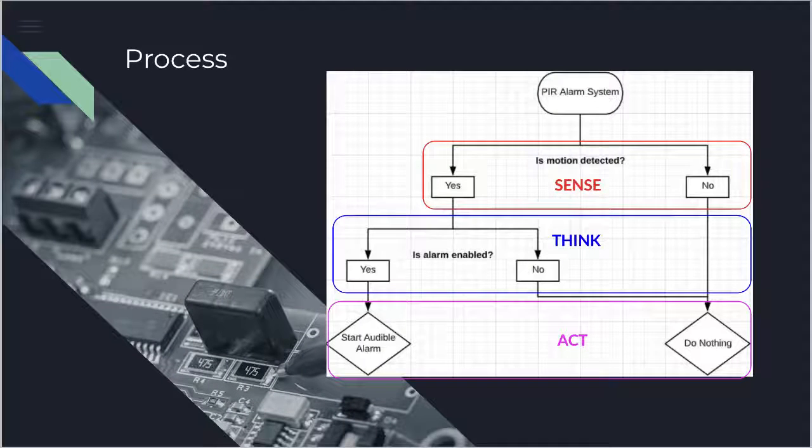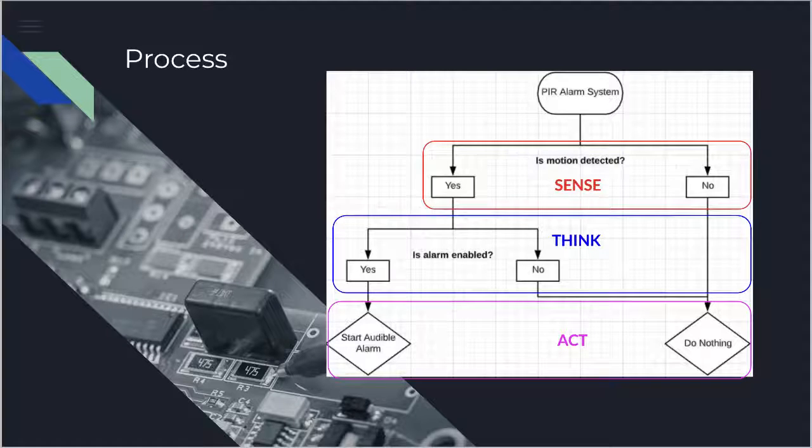The system is broken up into 3 sections: sense, think, and act. In the sense section, the system has to detect whether motion is present. If there's no motion present, the alarm does nothing. If there is motion present, then it moves on to the think section of the system.